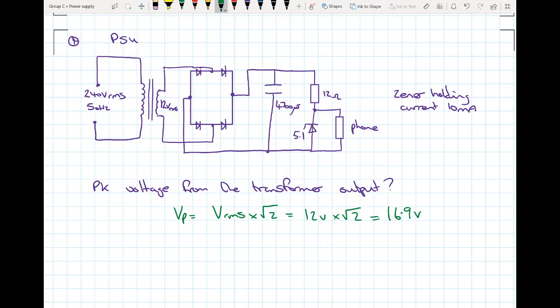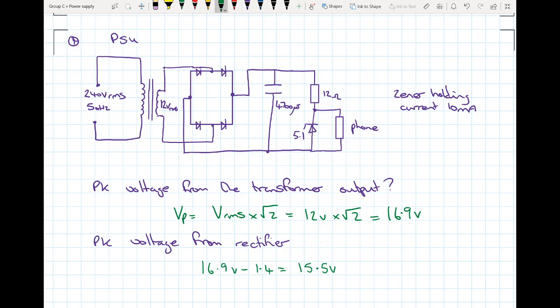So now I want to know what is the peak voltage from our rectifier. Remember, this is a full wave rectifier, so 16.9 volts, and then we've got current going to be flowing through 2 diodes for each half cycle, so 1.4 volts. So we're going to have 15.5 volts as our peak output.